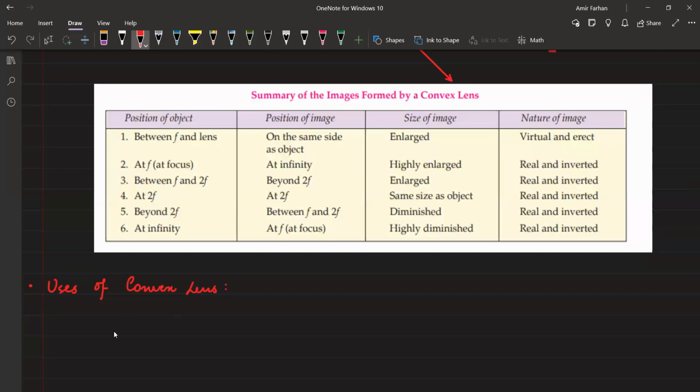Convex lens. Basically, we should know the actual uses of the convex lens. This is the first case. The first use of the convex lens is to correct defective eyes. Our human eyes also get weak, so we develop some defects in our eyes. We use the convex lens to correct the defect of vision called hypermetropia, a human eye defect.